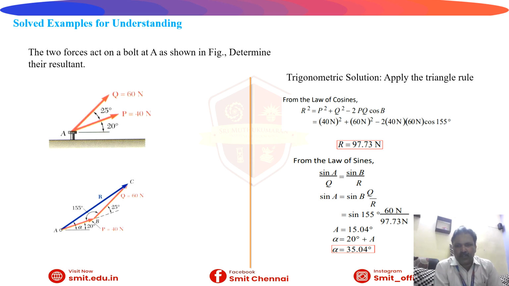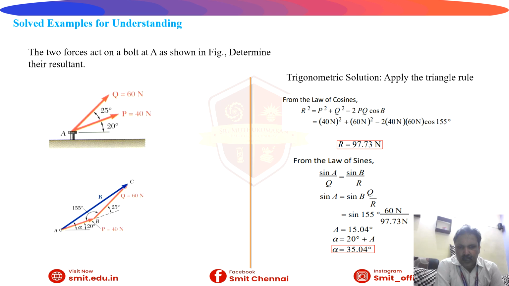Directly apply the formula. R square is equal to P square plus Q square minus 2PQ cos of the angle, whatever it may be, it is beta. Okay students. Now finally you just substitute and you will get 97.73 Newton. Then applying the similar procedure, the law of sines: sin A by Q, sin B by R. Using the relationship, sin B equals Q by R, cross multiply, then finally get the values one by one. So kindly make a note of that.